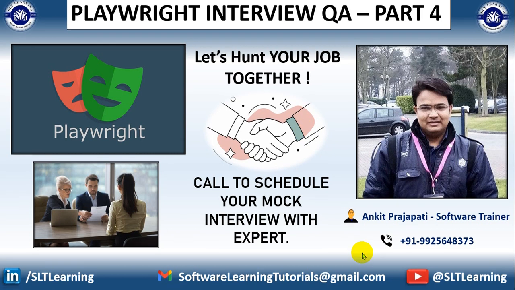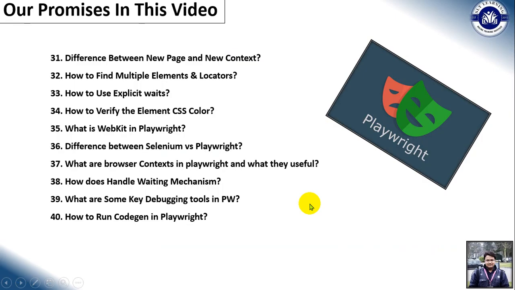Let's go to the next slide and see what are the 10 new questions we're going to talk about today. The difference between new page and new context. What is the way to find multiple elements from the locators. How to use the explicit wait, if they ask you whether you are able to use the explicit wait in Playwright, and how you can answer that. How to verify elements like CSS color and the CSS selector elements. What is WebKit in Playwright? Difference between Selenium and Playwright, and what is browser context in Playwright and what is the use of it.